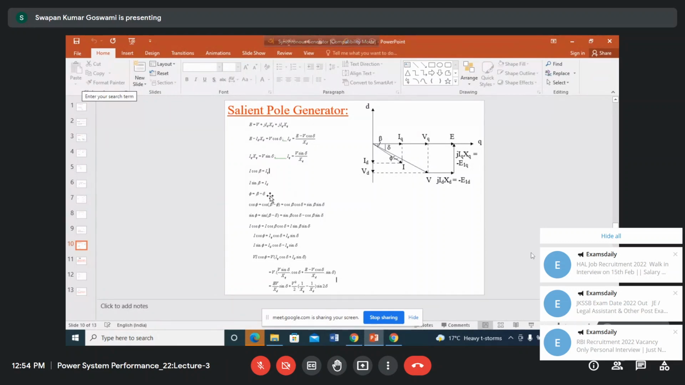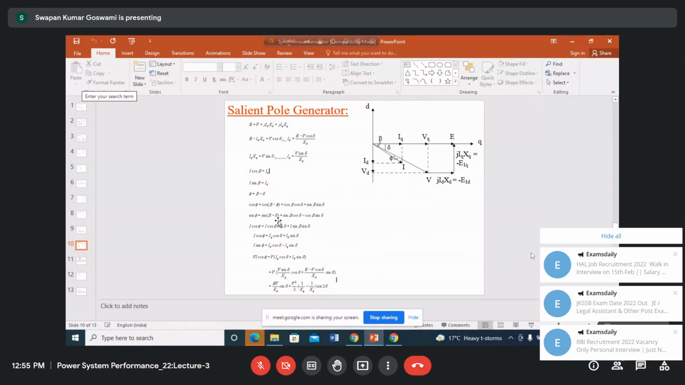So we shall be finding the expression for active power and reactive power. Active power is VI cosine phi. To find that, let us find the value of cosine phi. Cosine phi means cosine of beta minus delta. Okay, beta minus delta, it's delta actually, not phi. So that is cosine beta cosine delta plus sine beta sine delta. Similarly, to find the reactive power we have to write VI sine phi, so we find the value of sine phi, the sine of beta minus delta.